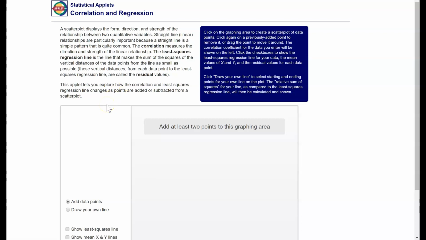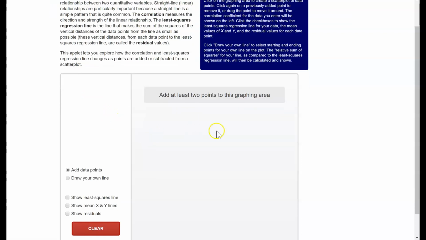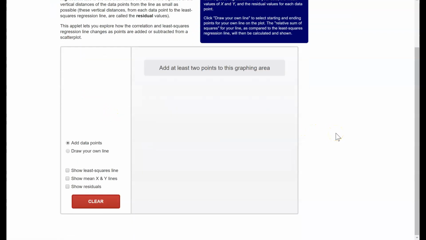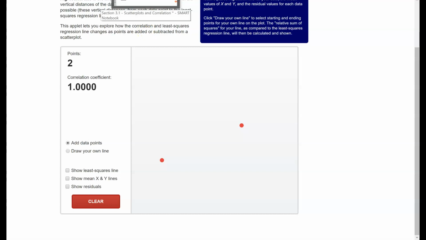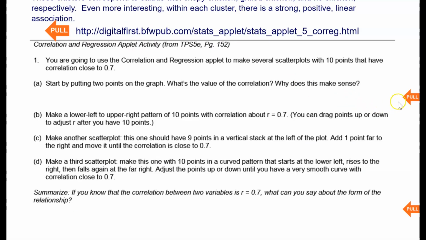It says you're going to use the correlation and regression applet to make several scatter plots with 10 points that have a correlation close to 0.7. So that's what you're tasked to do here. The first part says start by putting 2 points on the graph. So I'm going to add a point here and a point here. And right away it shows our correlation is exactly 1. And I ask you: what's the value of the correlation and why does it make sense? Why does it make sense that the correlation between 2 points would be exactly 1?